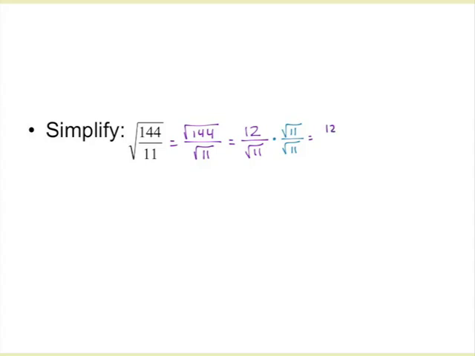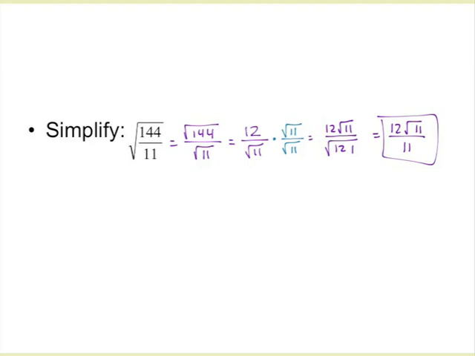So on the top, 12 is outside and will stay outside, 11 is inside and will stay inside. Square root of 11 times square root of 11 is square root of 121, which is 11. So I get 12 square roots of 11 over 11. The 11 inside and the 11 outside does not cancel or reduce. You cannot cancel numbers that are in different locations. If something is inside, it does not cancel with something outside.